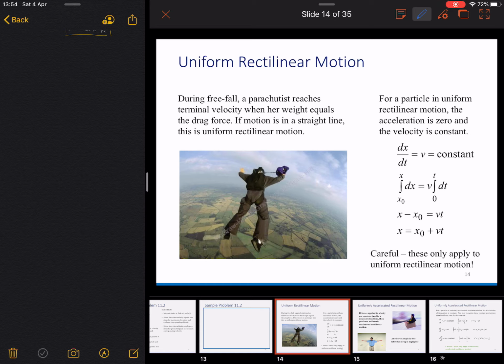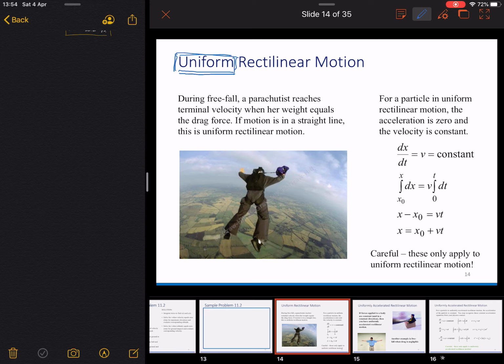Okay, so next topic is about the uniform rectilinear motions. This one, I emphasize this: uniform. What does it mean by uniform?